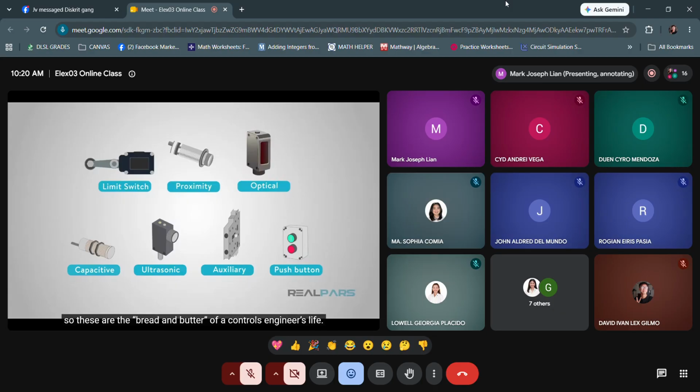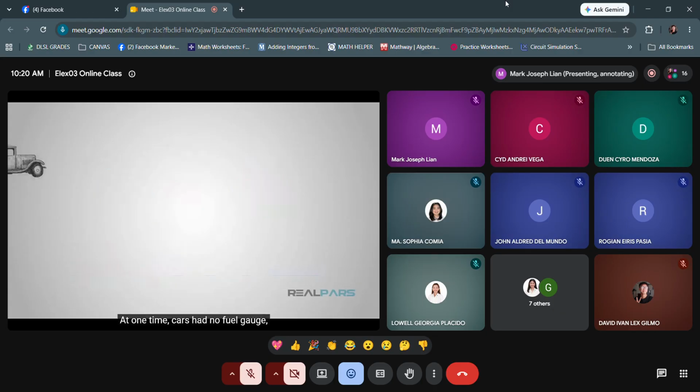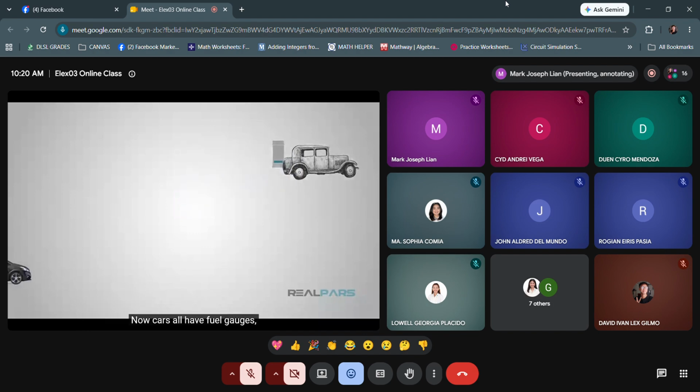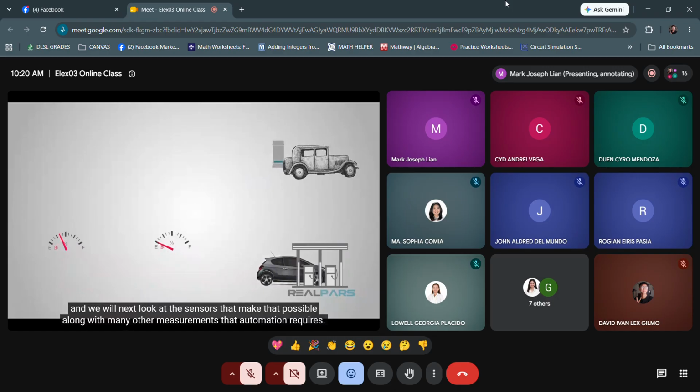At one time, cars had no fuel gauge, and you had to have a reserve tank, a gas can, so that when you ran out, you could get to a fuel station. Now, cars all have fuel gauges, and we will next look at the sensors that make that possible, along with many other measurements that automation requires.